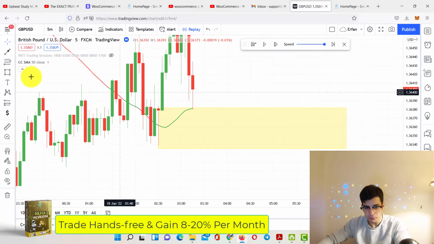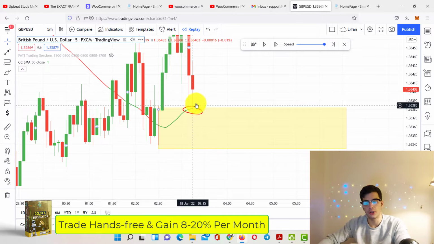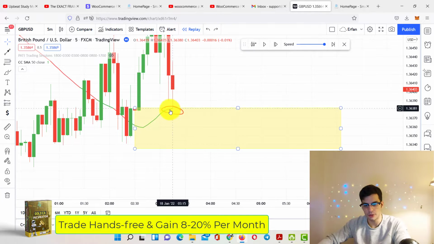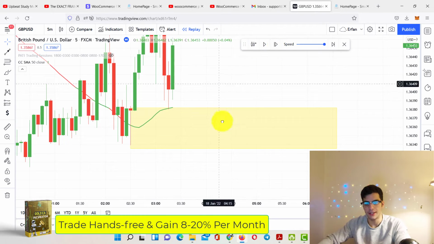So it also respected the 50 SMA. This touch here actually killed two birds with one stone. It tapped into this zone, and also it respected the 50 SMA. So let's see what the next candle is going to give us.